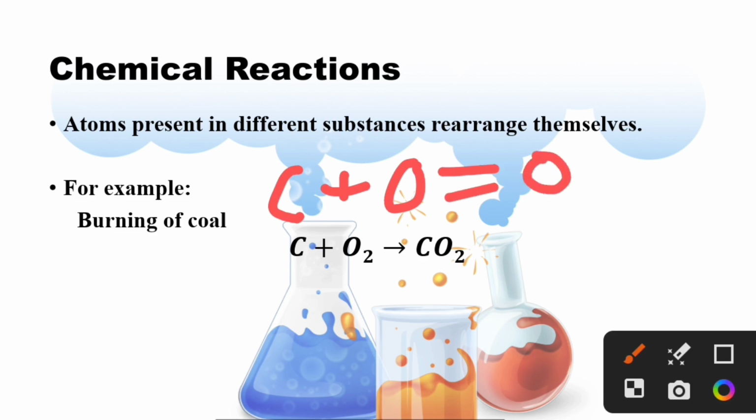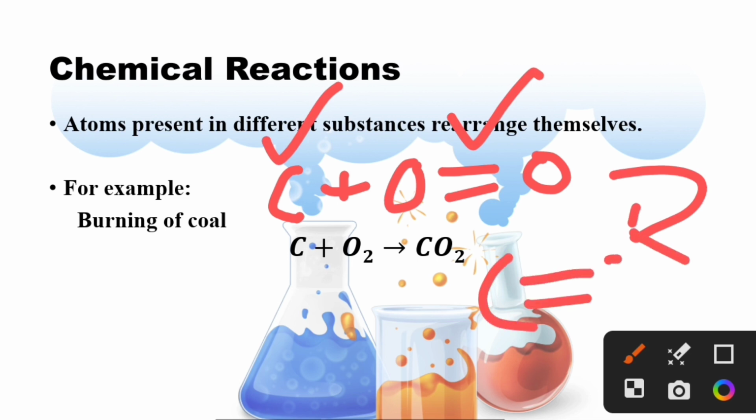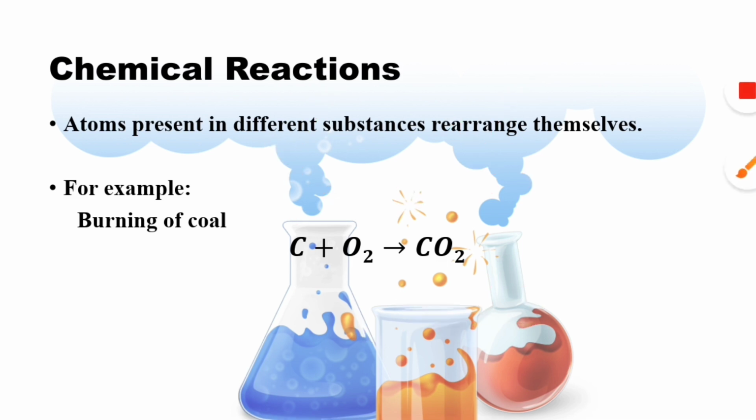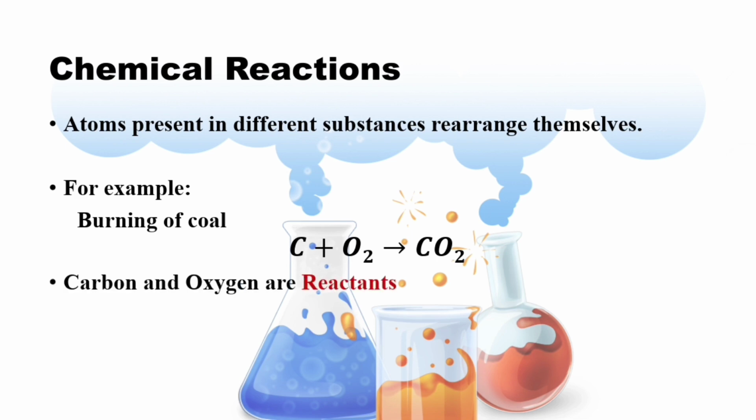So actually the oxygen was present in this arrangement and carbon was in this arrangement. The atoms rearranged themselves like this: carbon, double bond oxygen, and double bond oxygen. The atoms have rearranged themselves in this way, so we can say that a chemical reaction occurred. The substances which are reacting together, carbon and oxygen, are reactants, and the substances which are produced in this reaction are called products.